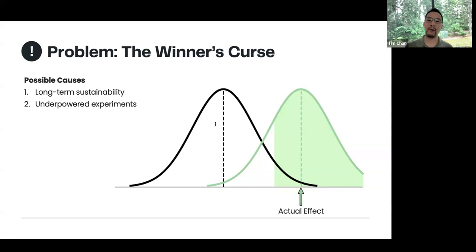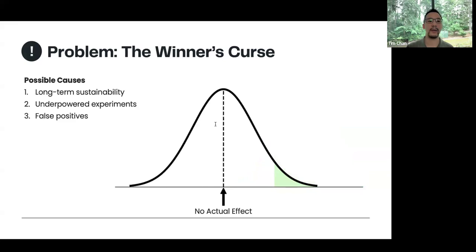If you were to take the average of the value you would observe from the green, it's going to be a little bit over the actual true effect. So most effects that you see for well-powered experiments, and for underpowered experiments, are going to have a wide error margin here.